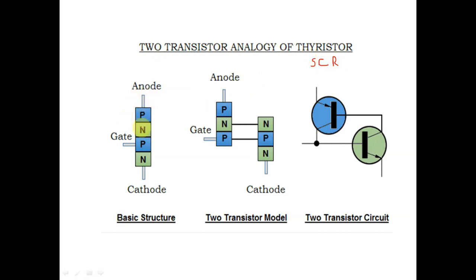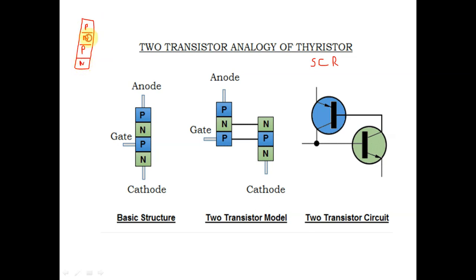Now, SCR is basically a four-layer structure. SCR basically consists of four layers. Which layers? P layer, N layer, P layer, N layer. And SCR has three terminals: anode, gate, and cathode. See the structure of SCR. This is the structure of SCR. This one is the P, N, P, N.